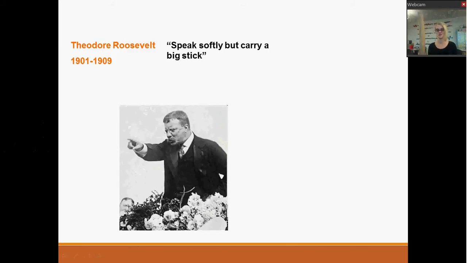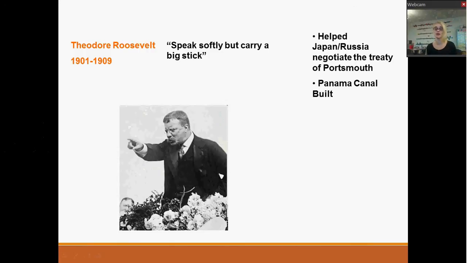So this is Roosevelt's big stick foreign policy, as it's often called. Just some examples. First of all, he helps negotiate a treaty between Japan and Russia. It's called the Treaty of Portsmouth. So that's, again, that speak softly kind of idea. He also builds the Panama Canal and works to get that built for America. He sends the Great White Fleet out to show off America's naval power. And we'll talk again more about what that means in a minute.